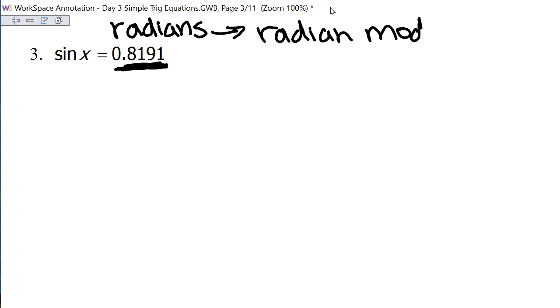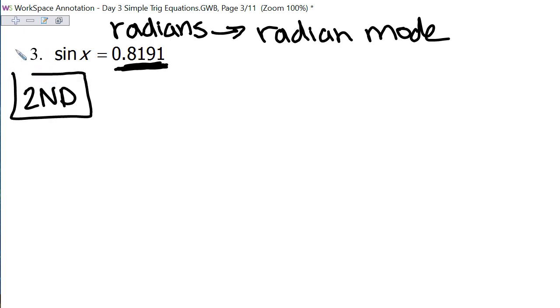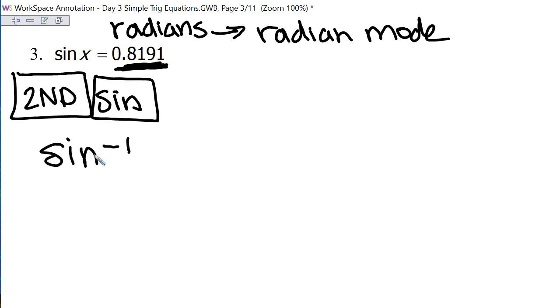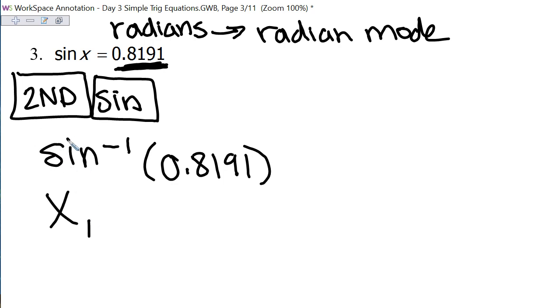And now, this is the inverse of sine. So we need to do second sine. So type in second, and then hit the sine button. And once you do that, your calculator will say sine to the negative 1 power. And we need to do second sine of 0.8191. And this will be our first answer. So I'll label it as x1. And we'll round these answers today to 3 decimal places.